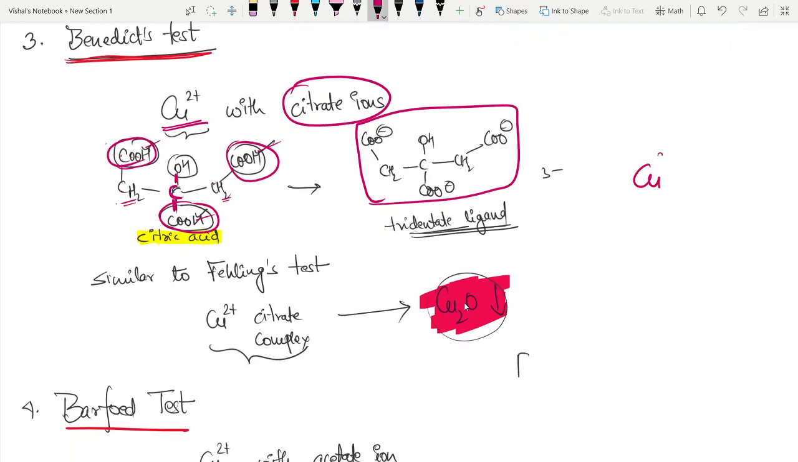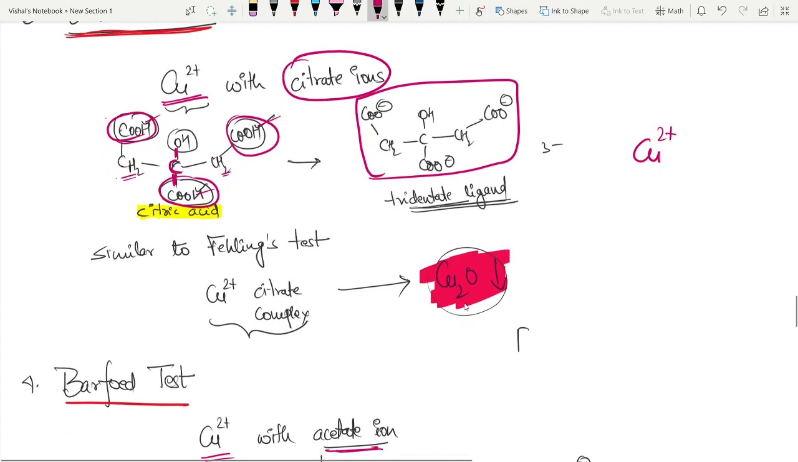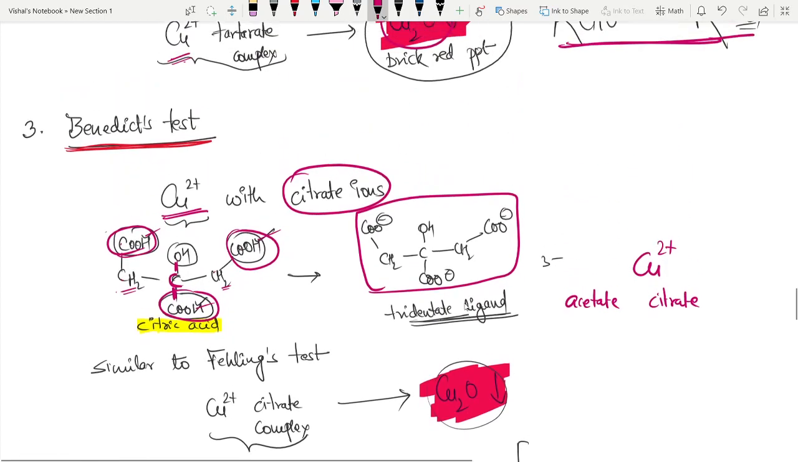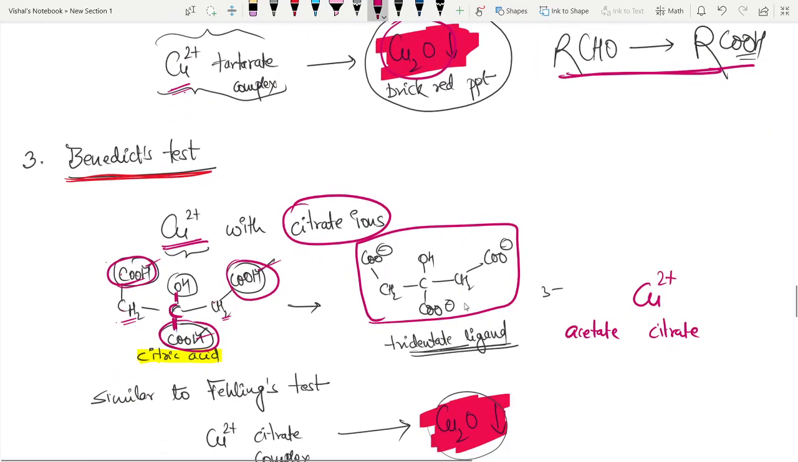So with Cu2+, let's try to arrange them alphabetically. Which are the complexing agents we are using? Acetate ion, acetate, and then citrate, starts from a C, citrate, and then the third one is tartrate, tartrate.